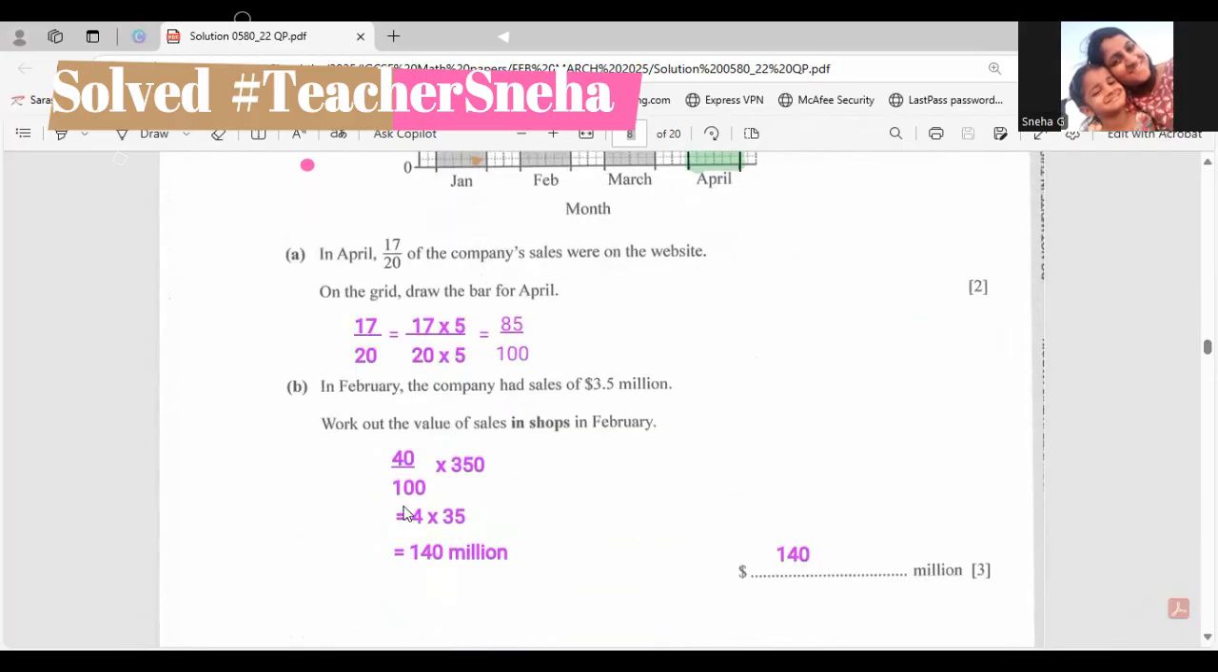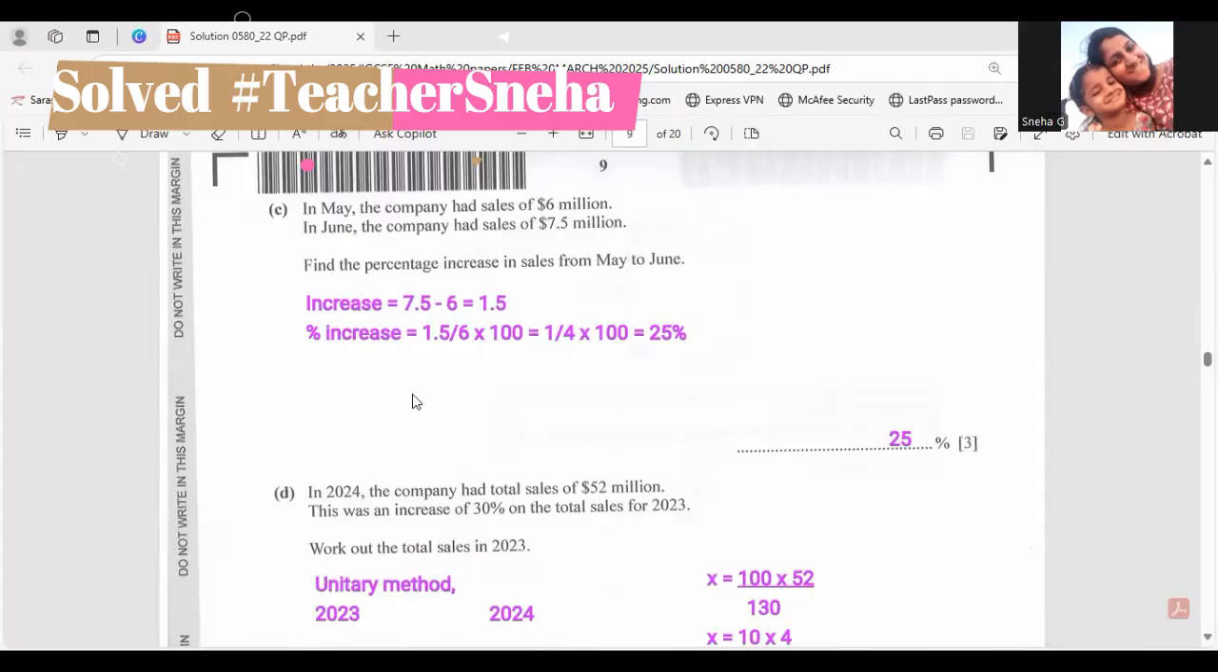So it's 40 divided by 100 multiplied by 350. On simplifying, you get the answer as 140 million. So the sales that happened in February in the shop are 140 million.